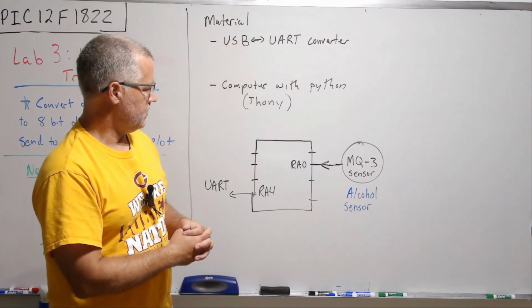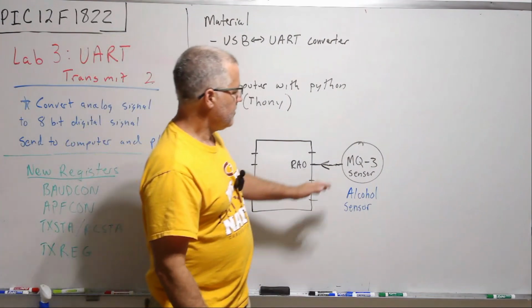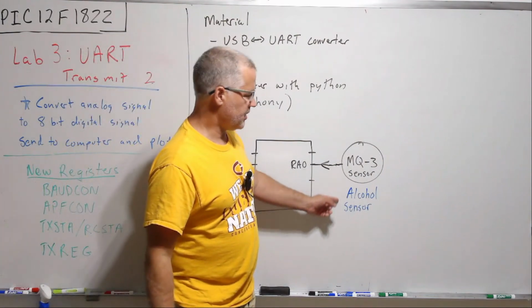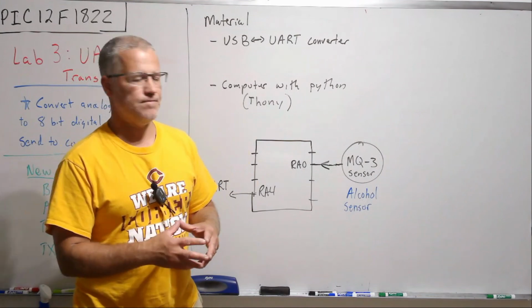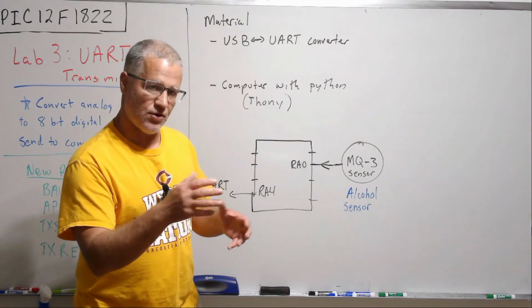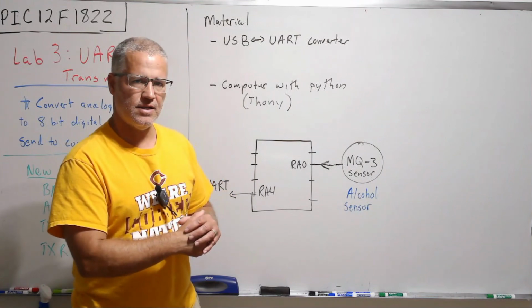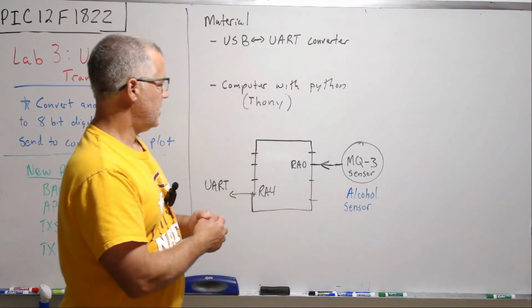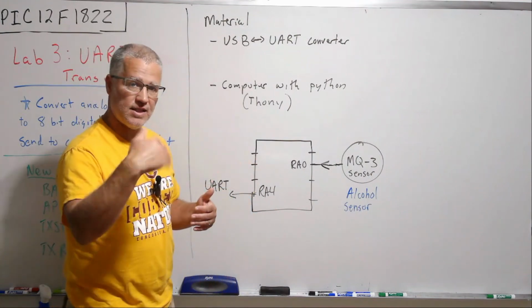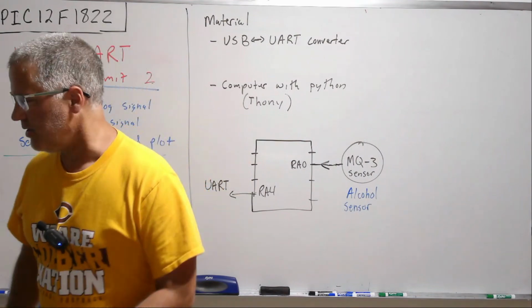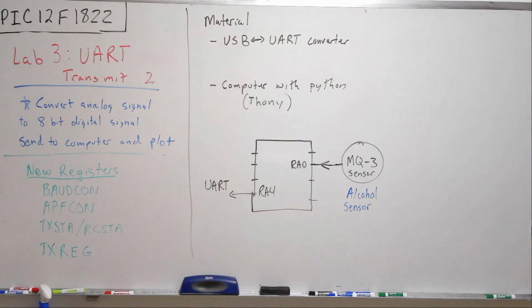We'll use that, but it could be any source of analog signal. This happens to be an alcohol sensor, so I brought in some neat, or pure, alcohol from the lab, and we'll just put the sensor nearby. We'll see the signal change, both in live change and also plotted as data. All right, let's go to the program and work ourselves through this.